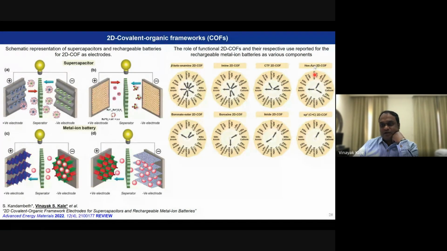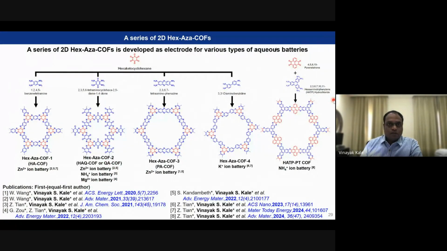Particularly, my research interest was developing these hexaazatriphenylene 2D COFs. So in my lab at KAUST, with the help of other colleagues, I have developed a series of hexaaza COFs. For example, we can use the Schiff-base very simple reaction, ketone and amine reaction, and we can make the phenazine-like structure, and we can modify the structure according to our final purpose.